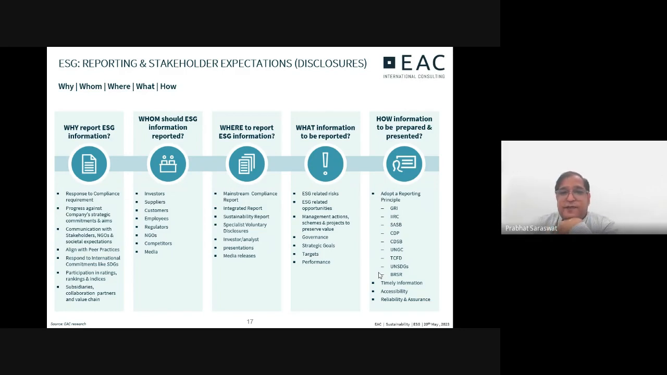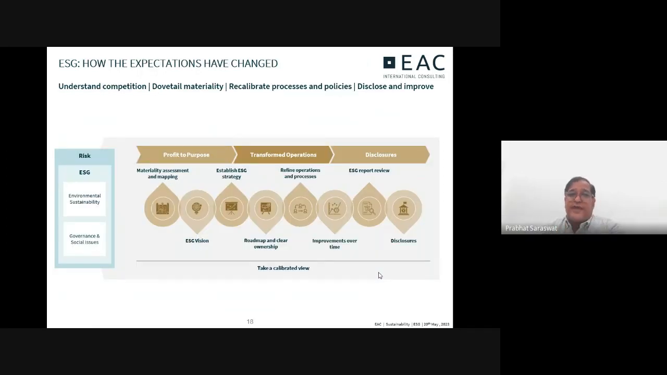So these are some basics about ESG and why the expectations are changing. Environmental sustainability, governance and social issues are the issues which have been recognized by companies. And now it is because we are moving from profit to purpose. So materiality assessment and mapping. First we need to understand what is material for the company, because for any company, all the issues may not be so relevant. So the mapping should be done accordingly, and the ESG vision should be clear for the company. Then establish an ESG strategy and roadmap, with clear ownership, and refine our operations and other processes to improve ESG scores, improvements over time, then ESG report review, and finally it goes to the disclosures. So these are the basic steps.